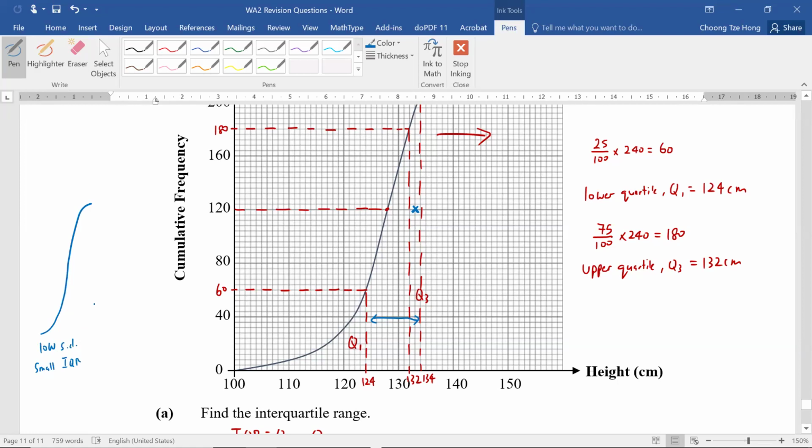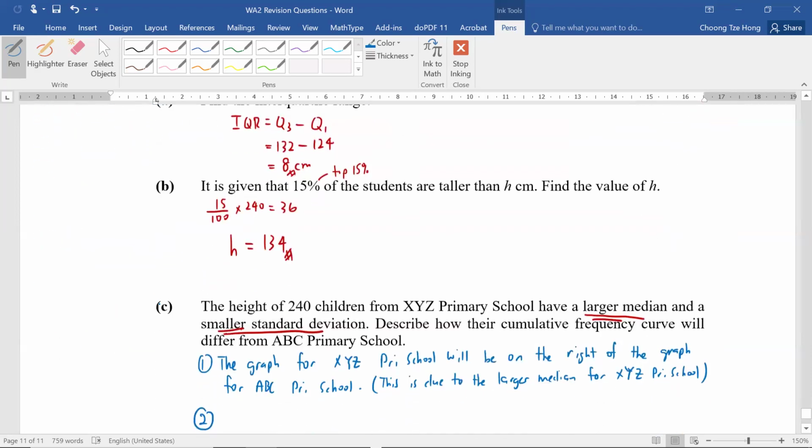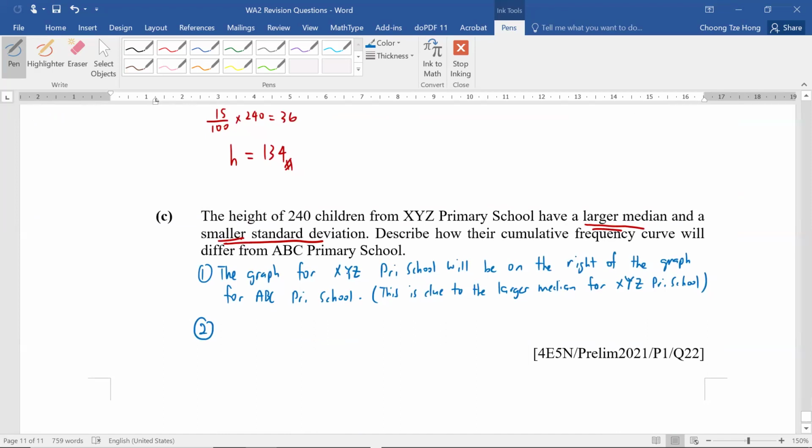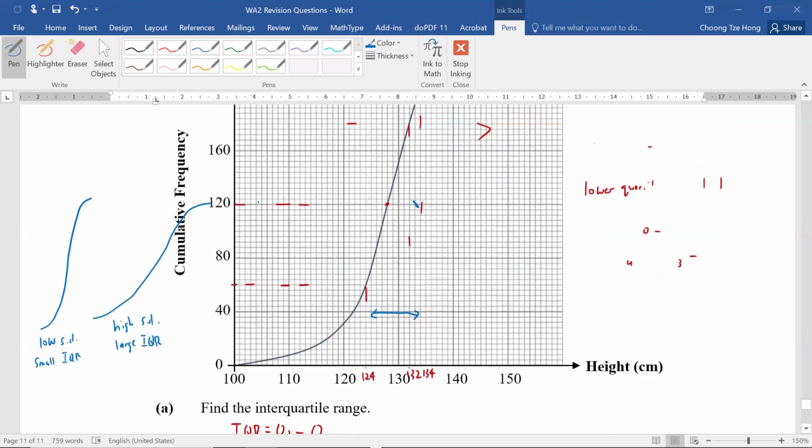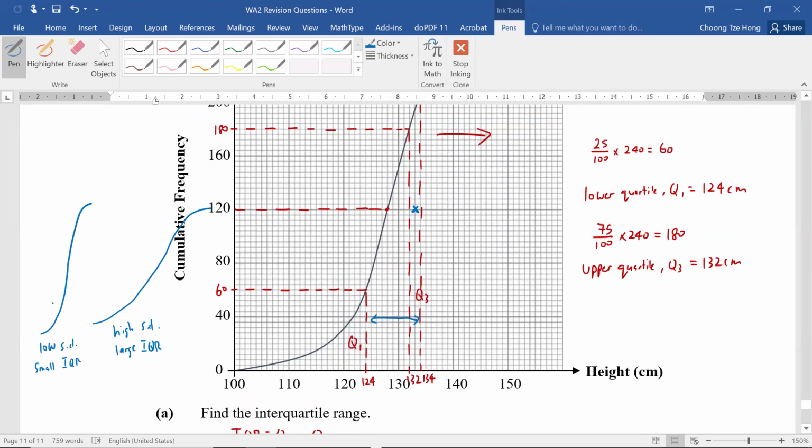Then the graph is going to look like this. But if you have a high standard deviation, then the graph is going to be very wide. It's going to look like this, very wide. So this one will be high standard deviation and large interquartile range. Since they say that for the XYZ primary school, the standard deviation is smaller, we could expect the graph to be more narrow in this way.